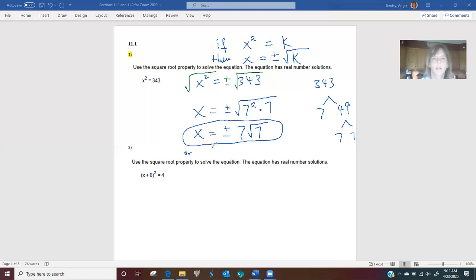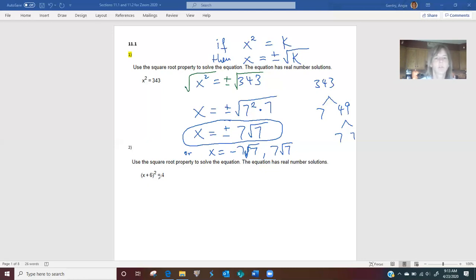Or you could write it as x equals negative 7 square root of 7, one term, comma, positive 7 square root of 7 in the answer box in MyMathLab. It'll have a plus minus symbol that you can choose from the toolbox, or you just put them in separately, and it'll say enter your answers, separate them with a comma.